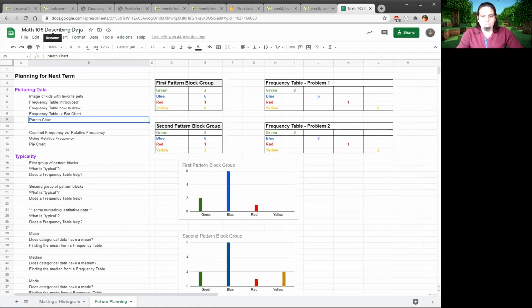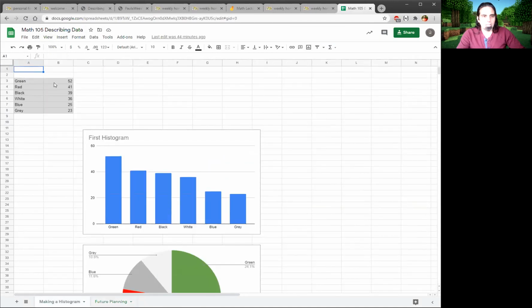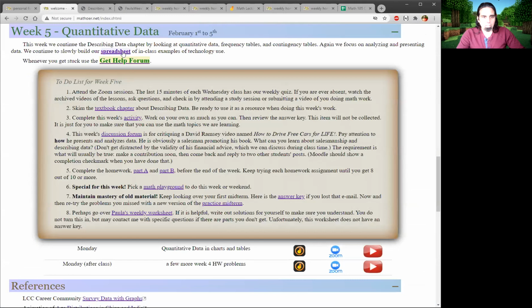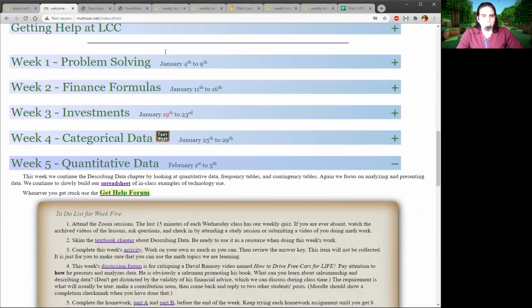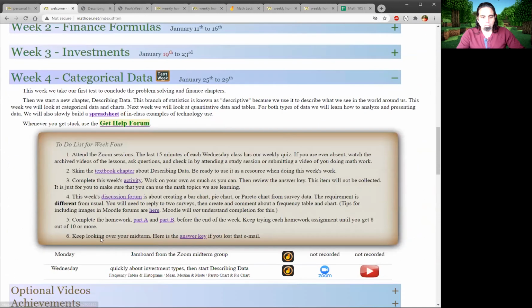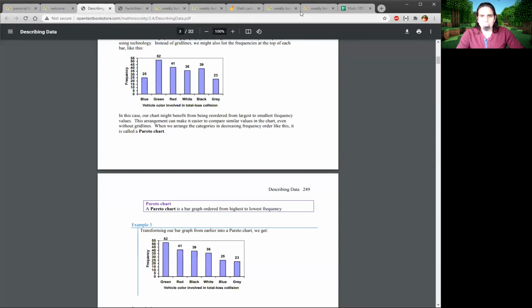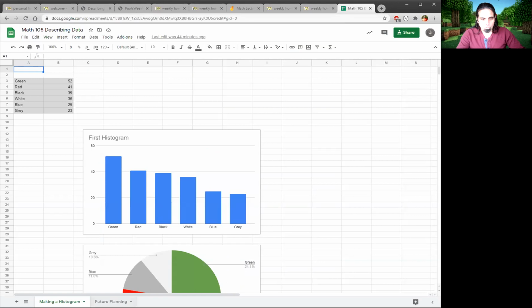This is our describing data spreadsheet. You've only seen that page before. It is the one that has a link to it at the top of week 4 and at the top of week 5. And when I actually get week 6 ready, it will be at the top of week 6 also. But I put a second page on it called Future Planning.